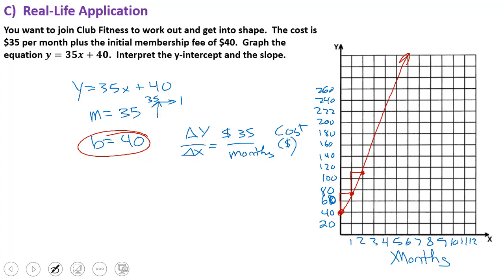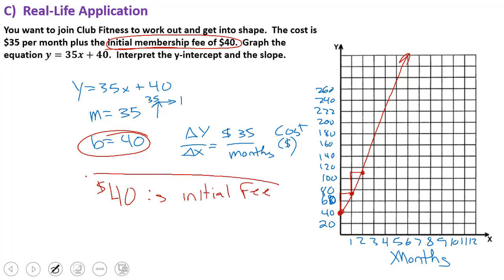Interpret the y-intercept and the slope. So if I interpret this y-intercept, and I know that y is cost in dollars, we're saying that this $40, well, it tells us actually in the problem, it's an initial membership fee. They're charging us for something, paperwork, whatever. But it's an initial fee that we're paying on top of our normal monthly fee. So $40 is the initial fee. Okay, and that's our intercept.